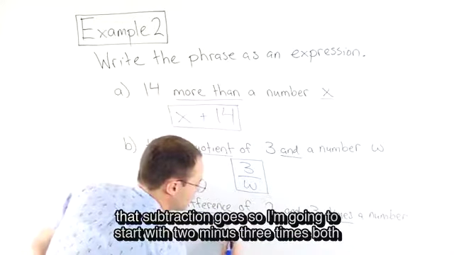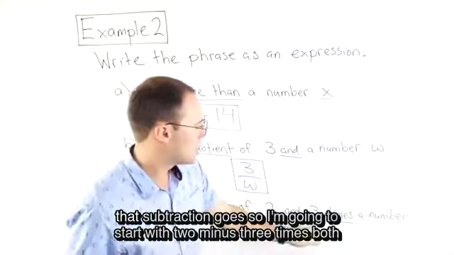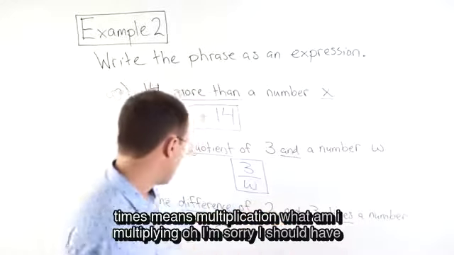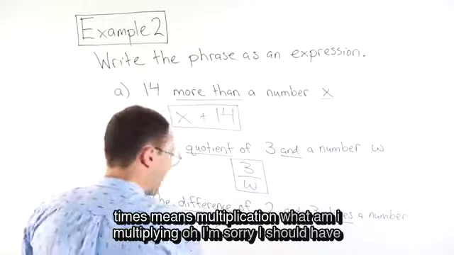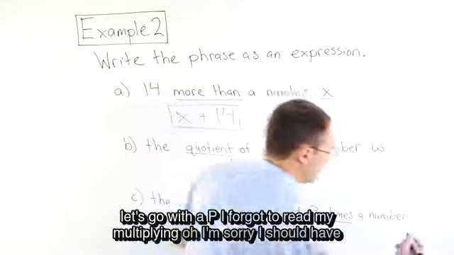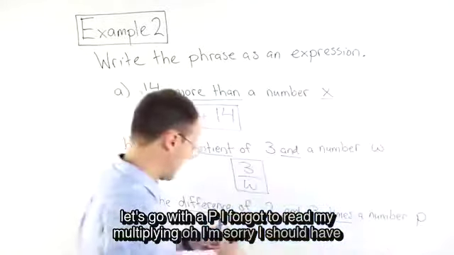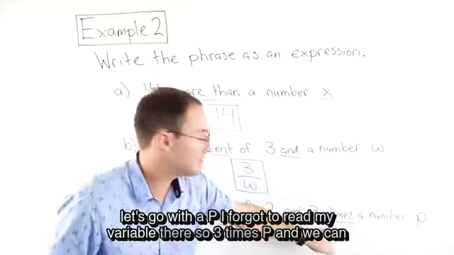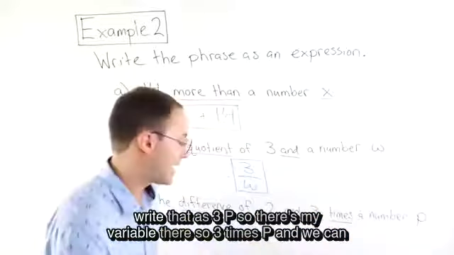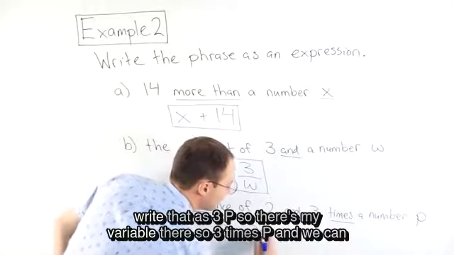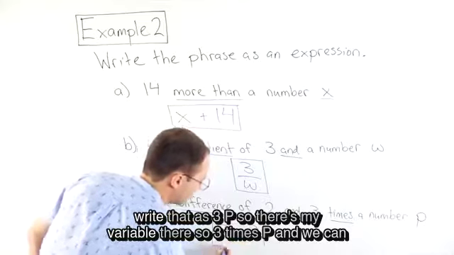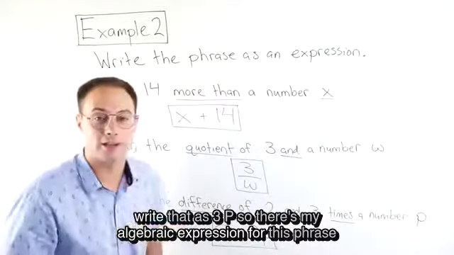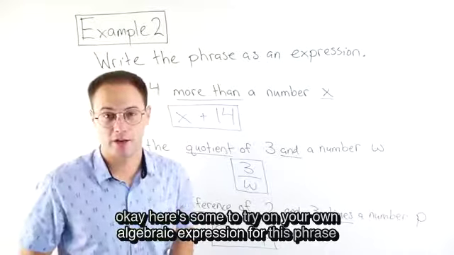So I'm going to start with 2 minus 3 times. Well, times means multiplication. What am I multiplying? Oh, I'm sorry. I should have, let's go with P. I forgot to write my variable there. So 3 times P. And we can write that as 3P. So there's my algebraic expression for this phrase. Okay? Here's some to try on your own.